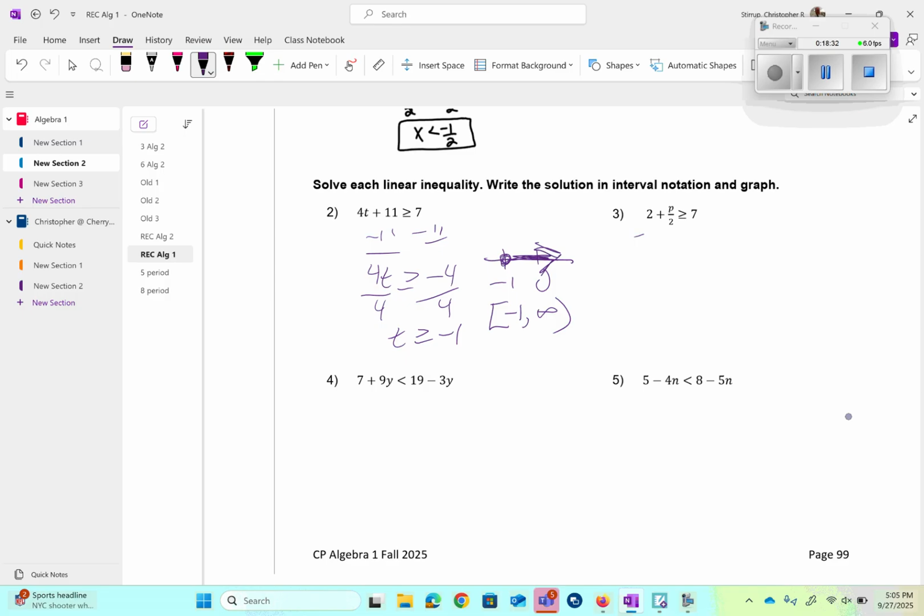Next problem, I'm going to go ahead and get p by itself, so I'm going to subtract 2 from both sides. So I'm going to get p over 2 is greater than or equal to 7 minus 2, which is 5. Multiply both sides by 2. So those cancel. P is greater than or equal to 10. Okay, so it's going to go from 10 to infinity. On a number line, that's going to go from 10. We have a 0 over here, so I have a solid dot at the 10, and we're going to shade forever right.